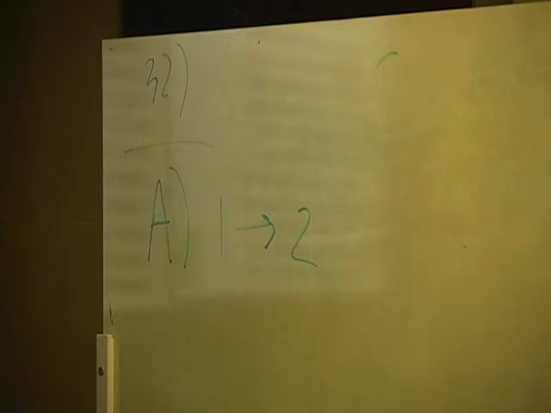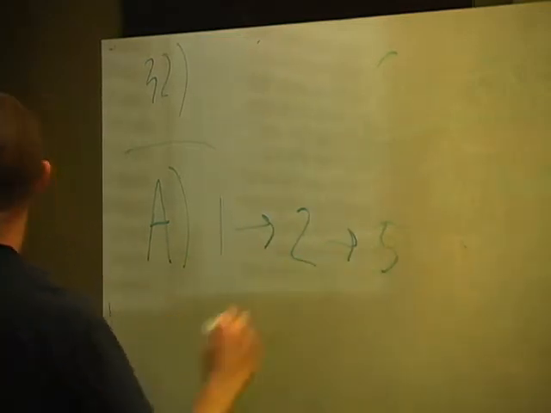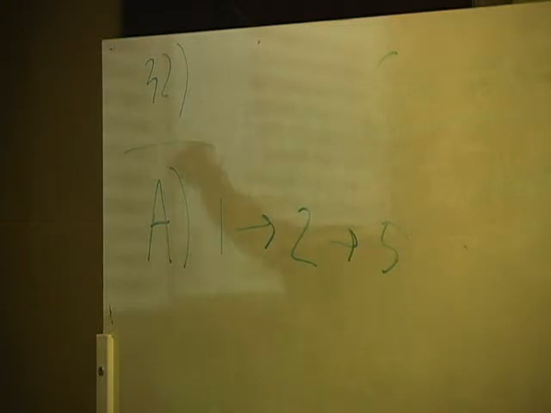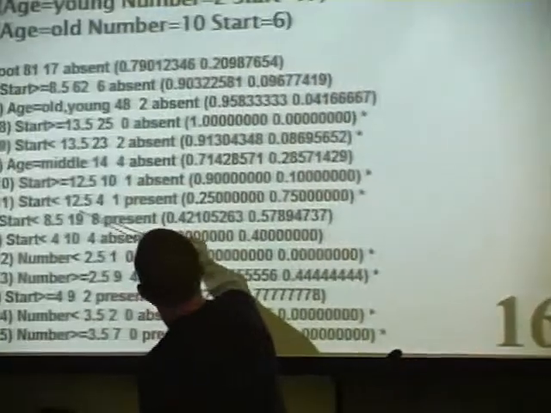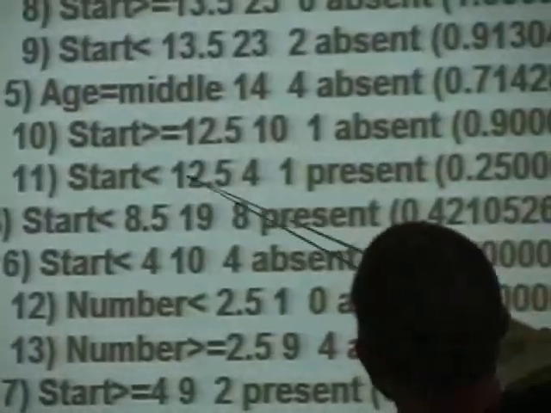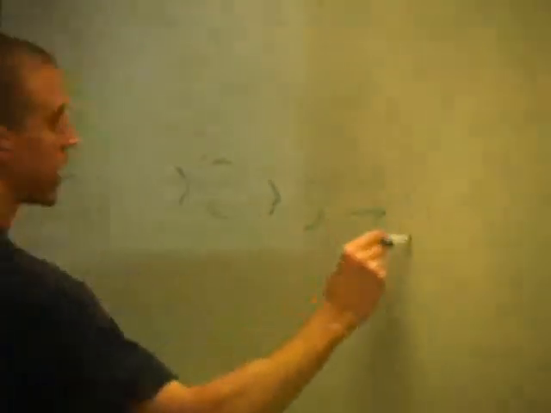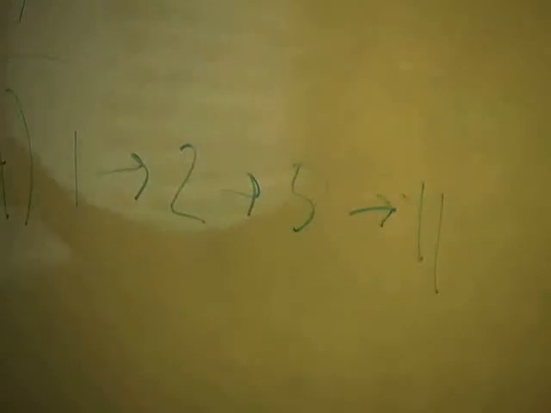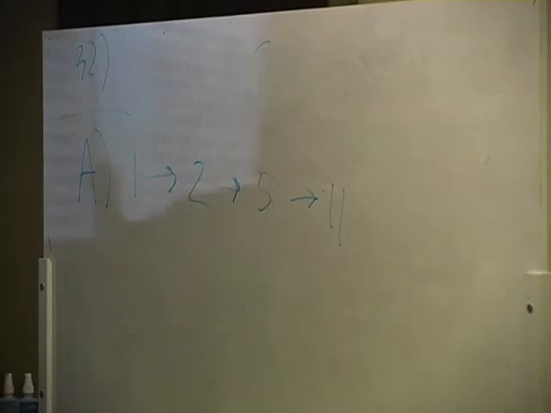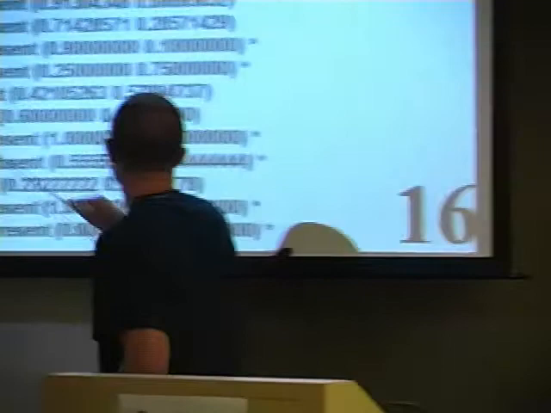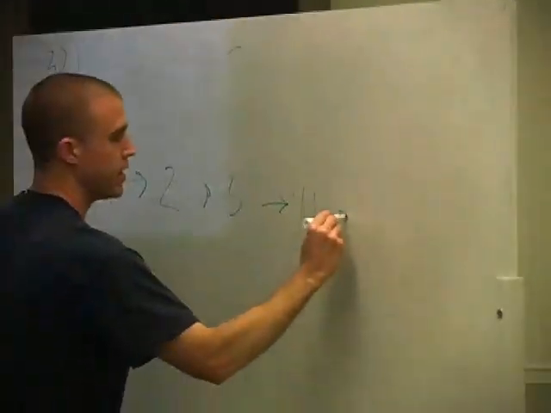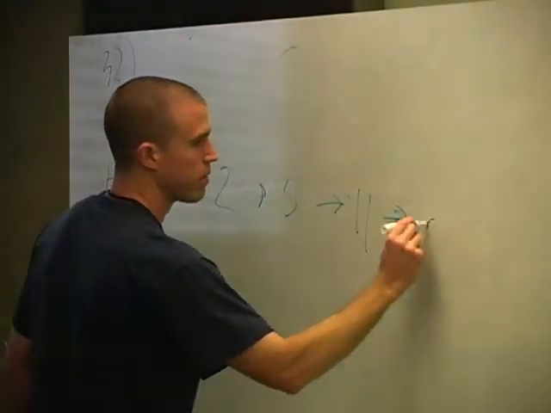So then I stay here at 5. Then after that, what do I have to ask? Oh, again, it asks about start again. So it's allowed to reuse the variable. And it says his start is either bigger than or equal to 12.5 or less. And start was 10, so that's going to be less. So I'm in node 11. And that is a terminal node. I know it's a terminal node because it has a star by it. Line 11 represents a terminal node, which has a star by it. And in there, there are 4 people, and 75% of them are present and 25% are absent, so he gets predicted to be present. So my prediction for this guy is that he is present.